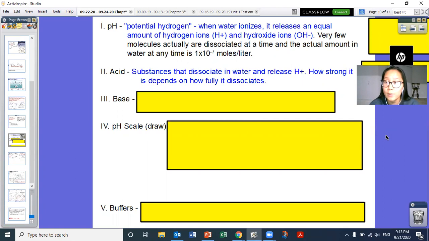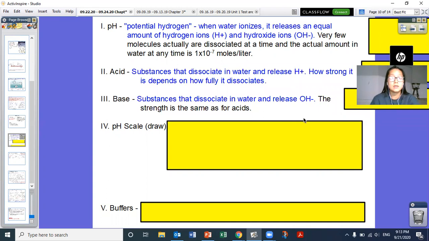Now, acids are substances that dissolve in water, dissociate in water. So when you add a powder to water or add a liquid to water and it dissociates and releases a lot of H pluses or hydrogen ions, it's an acid. So based on how many hydrogen atoms it releases, it tells you if it's stronger or weaker. So if there's a lot of hydrogen ions released, then it's a stronger acid. And if it releases fewer H's, but it still releases the H pluses, then it's a weaker acid, but it's still on the acidic side, right?